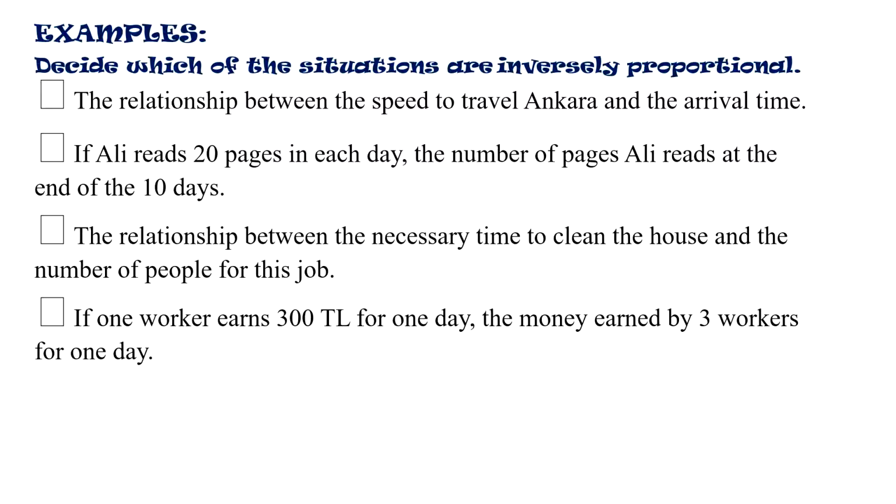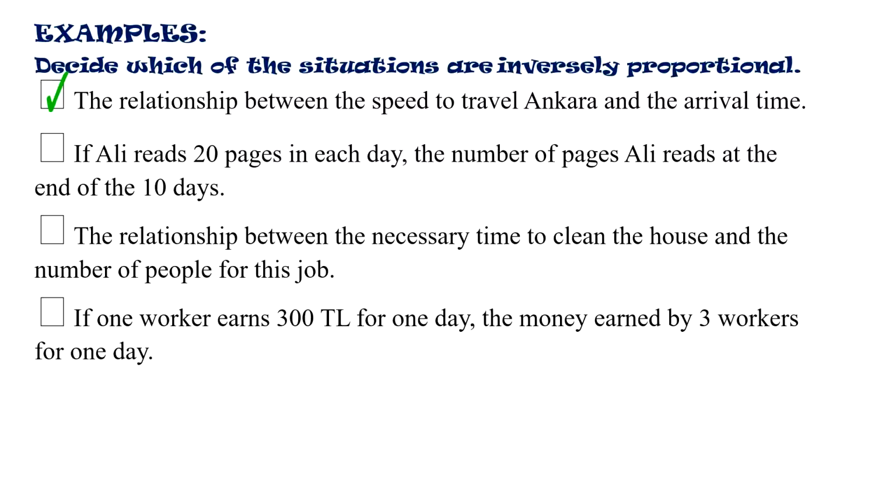The relationship between the speed to travel to Ankara and the arrival time. Imagine, in which case the arrival time is longer, when our speed is 50 or 100. Of course, if we go faster, we arrive earlier, and if we go slower, we arrive later. So, if our speed increases, the arrival time decreases and vice versa.